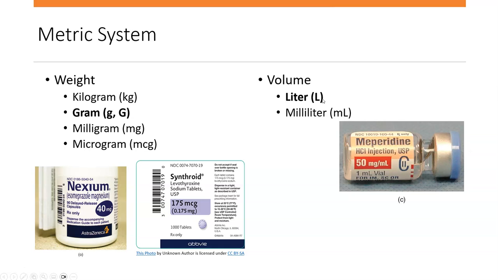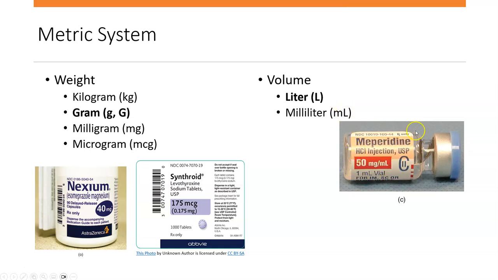Your standard IV bag is 1 liter of solution. It's approximately the same as a quart. And then milliliters, and a lot of what we measure is in milliliters. Milliliters is a small m with a capital L. Sometimes you'll see a lowercase l as well, but liter is generally going to be an uppercase L, and milliliters is lowercase m, uppercase L.